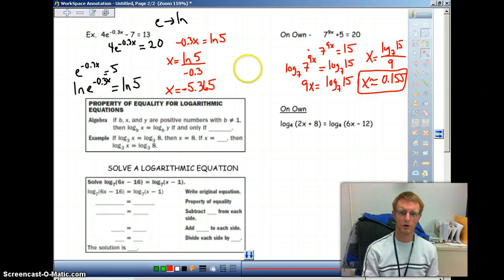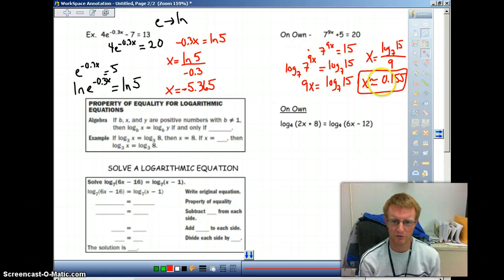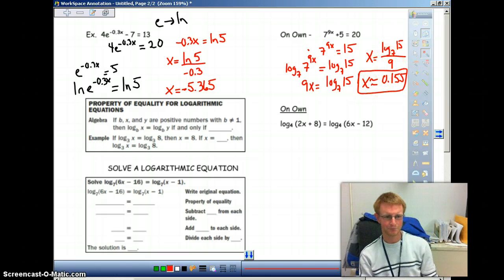Okay, so in this case right here, you should have gotten x is approximately 0.155. You take the log base 7 of both sides. So you ended up with the log base 7 and 7 cancel out. You're left with 9x equals log base 7 of 15. Divide by 9 on both sides. So here you would put log base 7 of 15 in your calculator by doing log of 15 divided by the log of 7, and then you divide by 9 at the end to get 0.155.